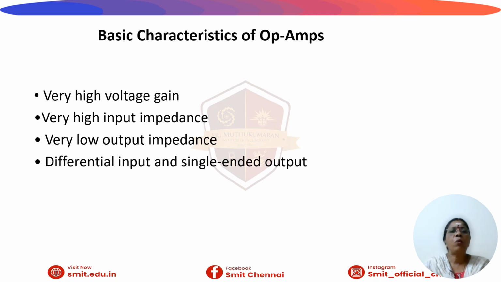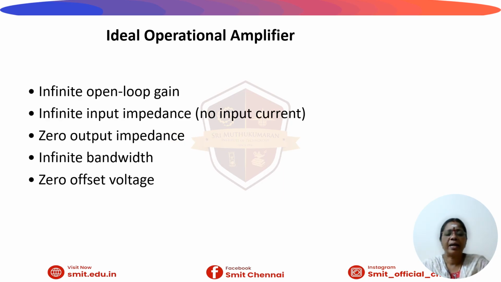Now we will discuss the basic characteristics of op-amp, which is nothing but the operational amplifier. It has very high voltage gain, very high input impedance and low output impedance. It has differential input and a single ended output, meaning it has two inputs and one output, with the power supply, positive and negative power supply. Now these are the ideal characteristics of the op-amp.